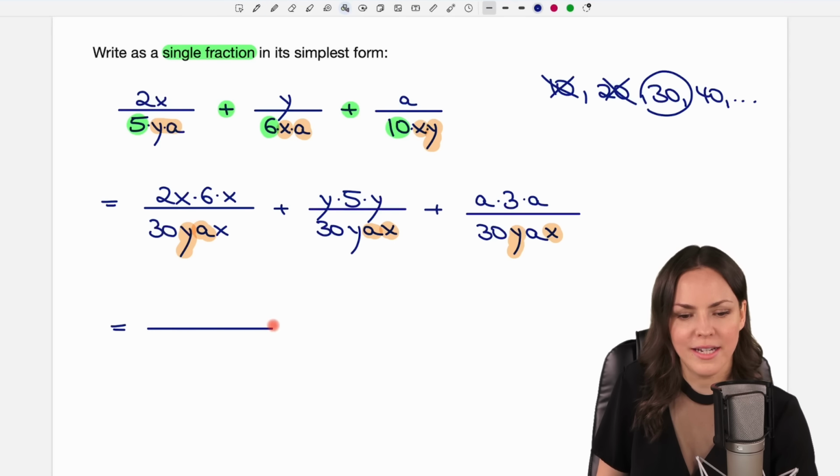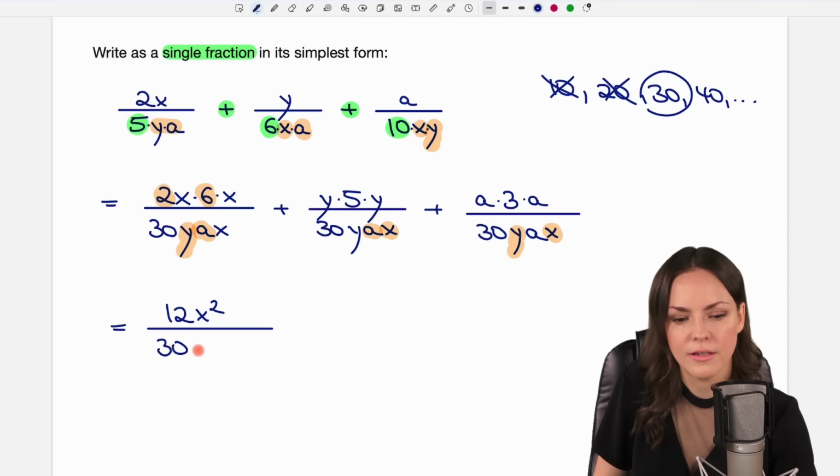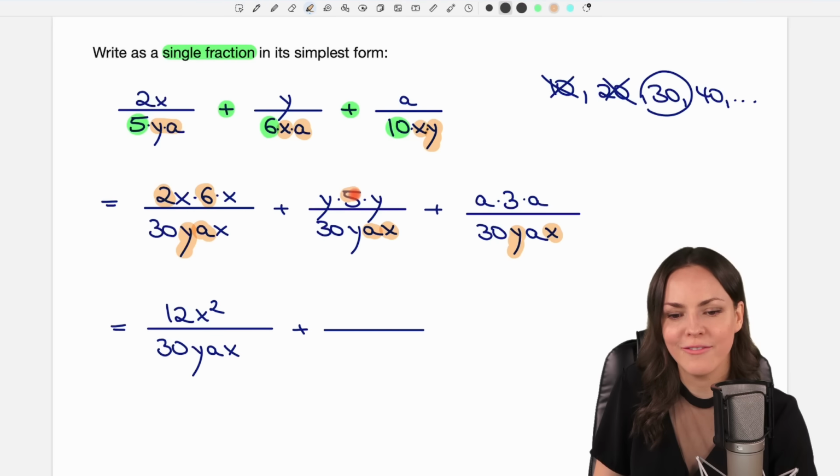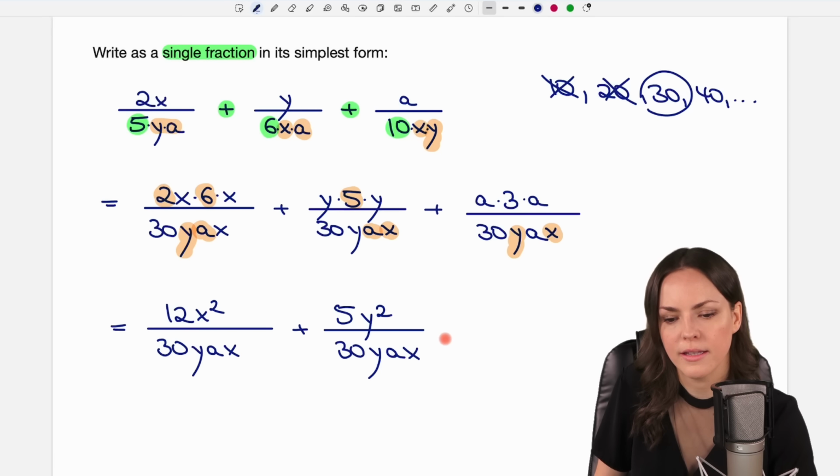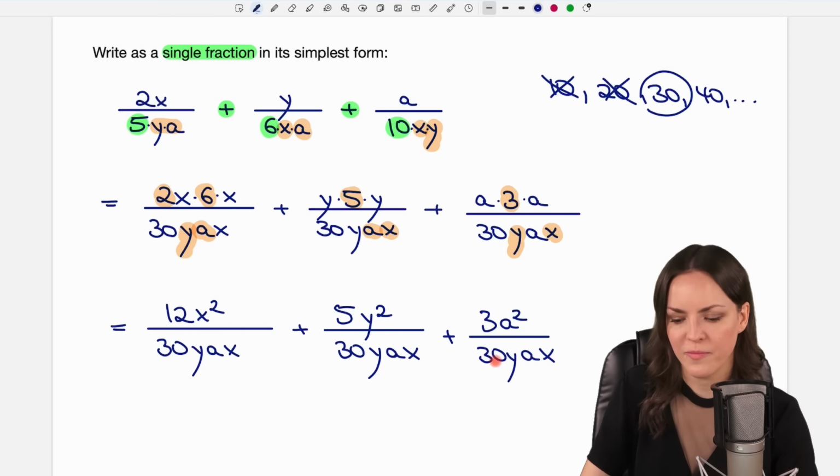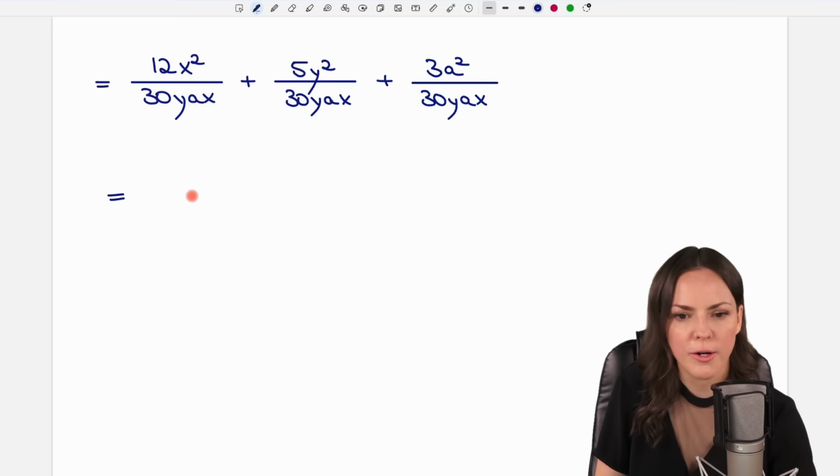Okay, let's simplify this a little bit. From the numbers 2 times 6 equals 12 and x times x equals x squared, we leave the denominator as it is. We worked hard to find it. Here we have 5 times y equals y squared and our denominator. And then the last fraction, we have 3 times a is a squared, and then our common denominator. Okay, this is what we've got so far.